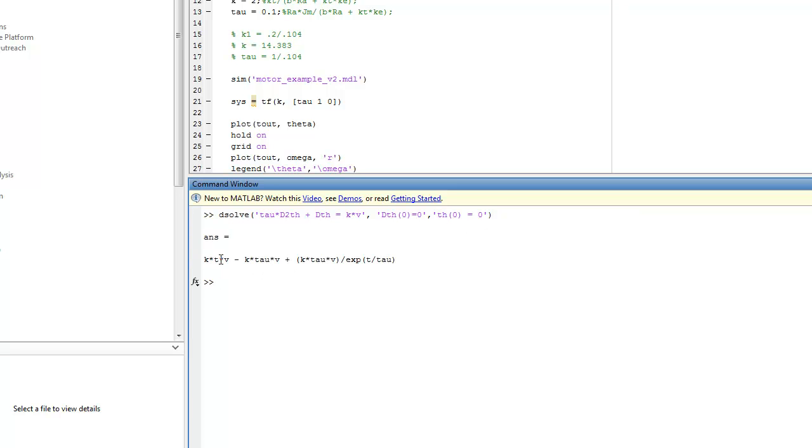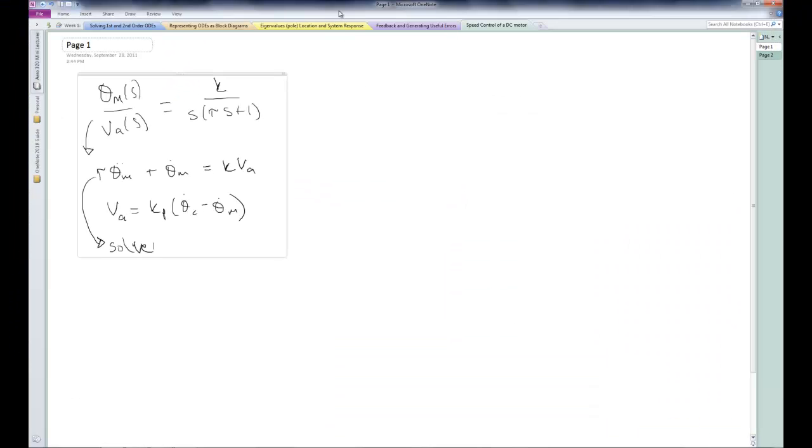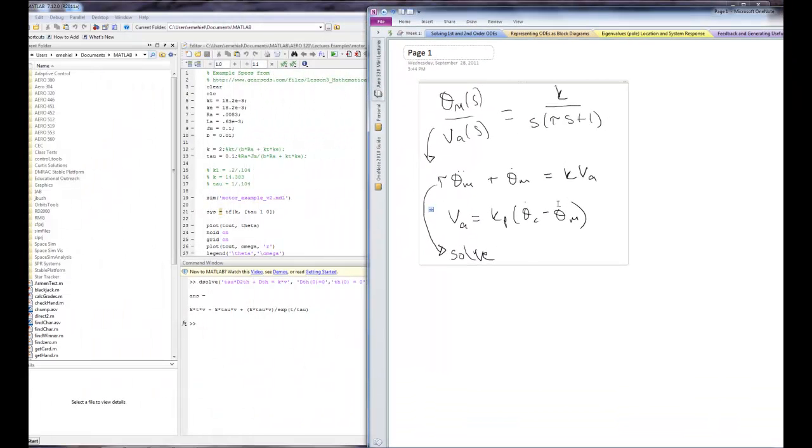So the solution is k times t times v minus k tau v plus k tau times v times the exponential of minus t over tau. I can go ahead and just transfer that over here so we can write that down. And so I would then say, all right, well, theta m of t is equal to k t times v minus k tau v plus k tau v times e to the minus t over tau.